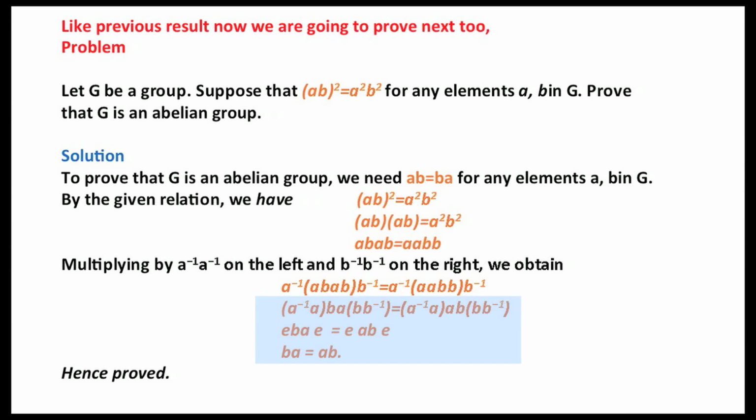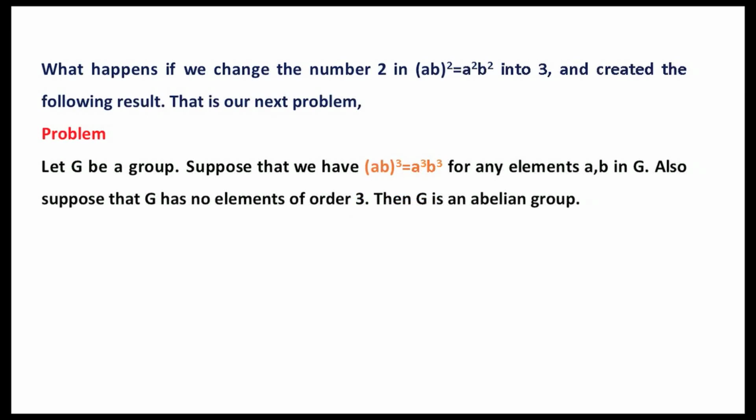Then we will get e·ba·e, that is equivalent to e·ab·e. Then finally we will get ba = ab. Hence we proved. What happens if we change the number 2 in (ab)² = a²b² to 3? That is our next problem.